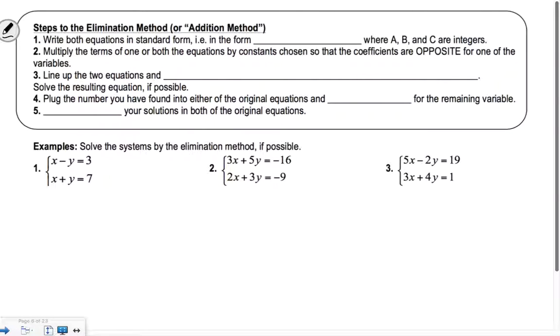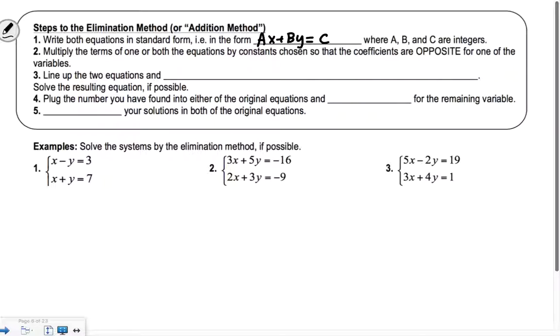All right, so the next one. Steps to the elimination method. Sometimes we call this the addition and subtraction method. You can call it elimination, addition, it doesn't matter what you call them. But it's basically the one where you line up your x's, line up your y's, and you add straight down. You guys remember those? So it says write both equations in standard form, in other words, in the form ax plus by equals c.